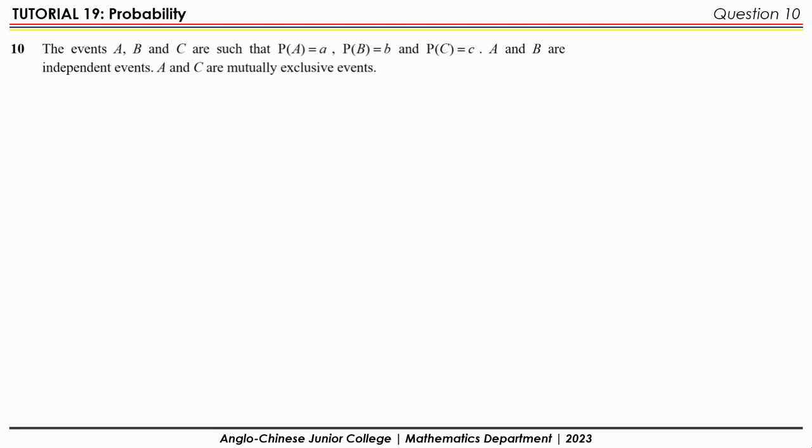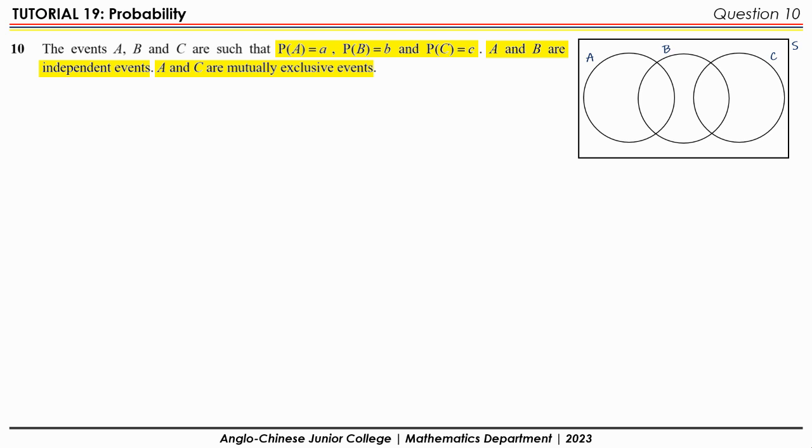In this question, we have three events, A, B, and C, with the corresponding probabilities. We are also told that A and B are independent events, and A and C are mutually exclusive events. This means that the Venn diagram of the sample space and the three events looks like this, with A and C not intersecting and B in the middle.